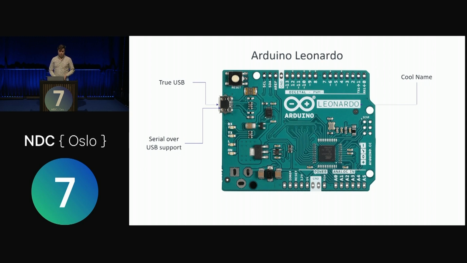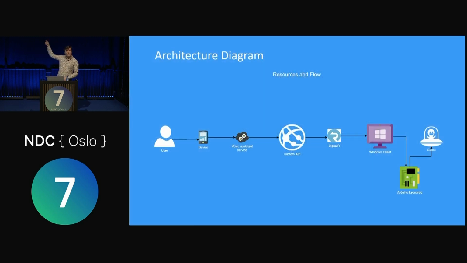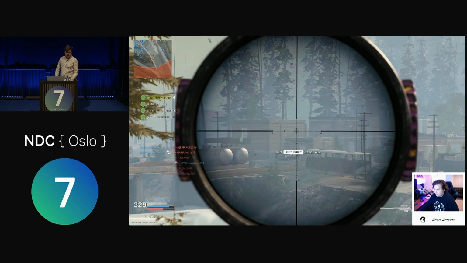We're using the Leonardo now. So now our architecture looks like this. We still send everything to this Windows app, but the Windows app is now sending serial commands to a physical device, and then the physical device is sending stuff right back out. Super hacky, I know, but it works.